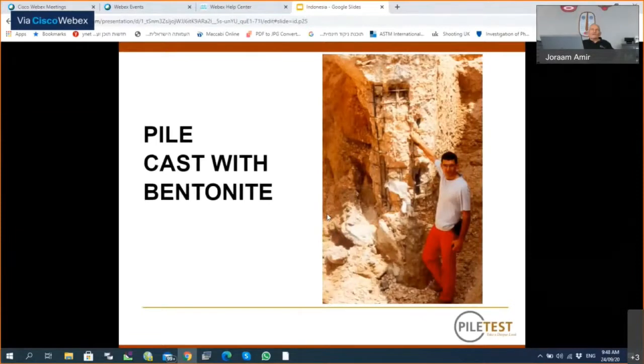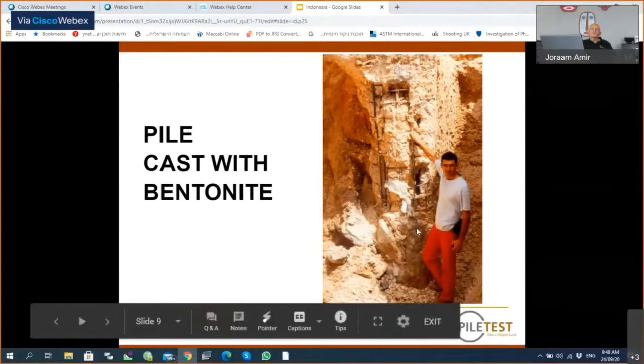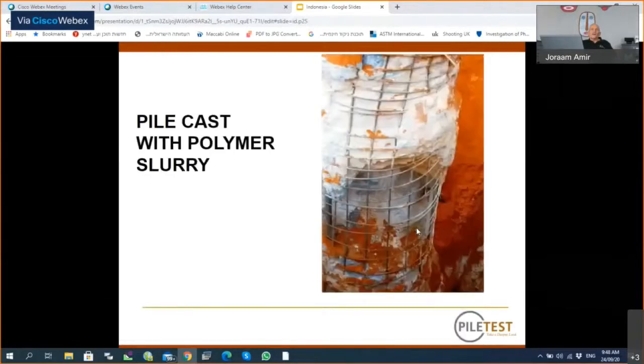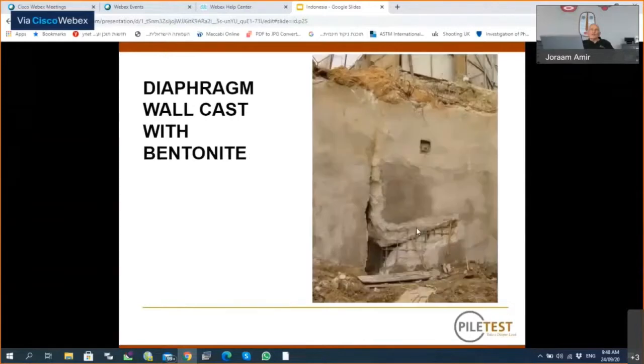Here is an excellent pile, which was produced by an excellent contractor. Unfortunately, the contractor didn't realize that he hit a live sewage line, and the flow of the sewage water ruined the pile, which we had to repair later. This is a pile cast with polymer slurry. Very sophisticated support method, but sometimes it doesn't help.